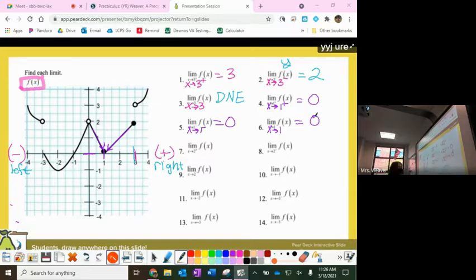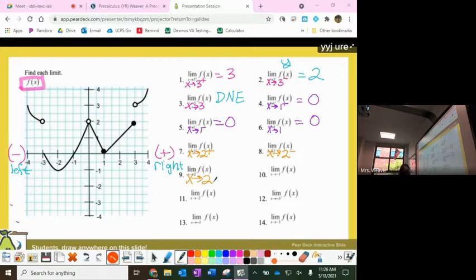Okay. All right, let's try another one. Okay, so let's try this next one. Is the limit as x approaches 2 from the right, as x approaches 2 from the left, and as x approaches 2 overall. Okay, so I'm going to let you try to help me with this one.